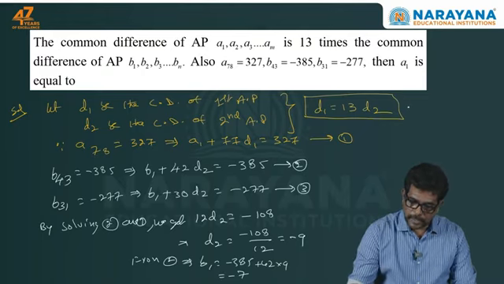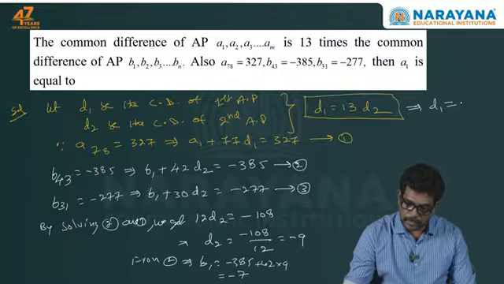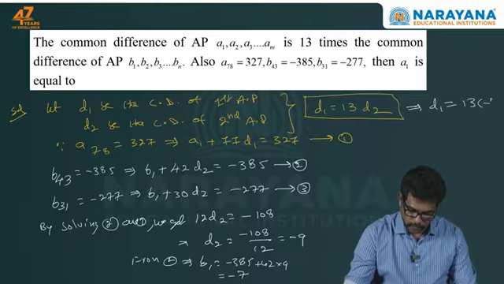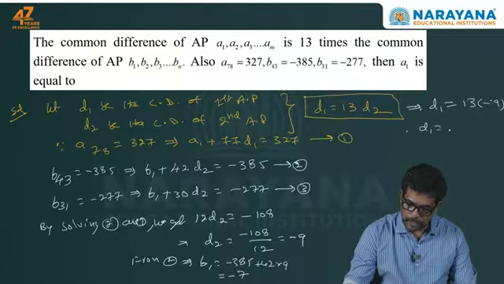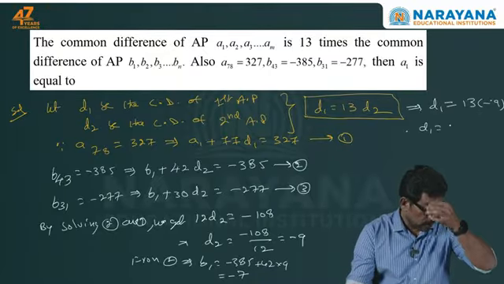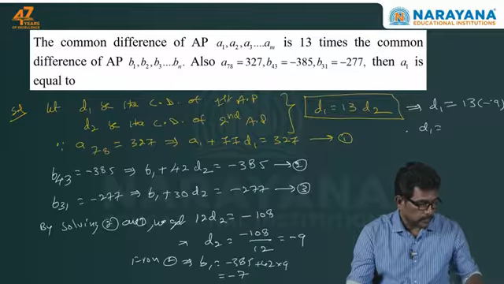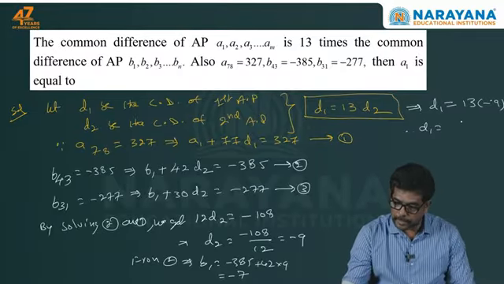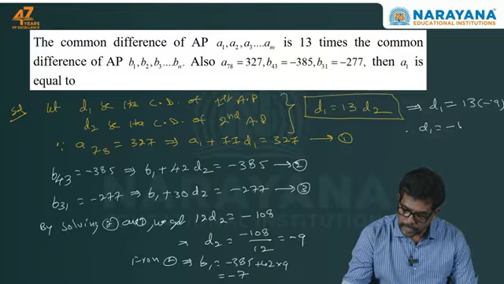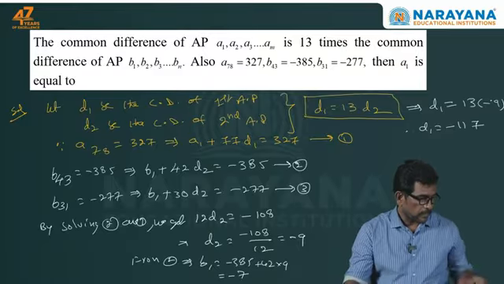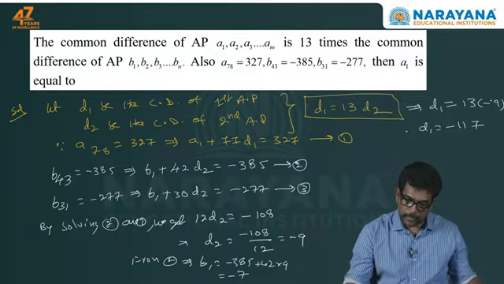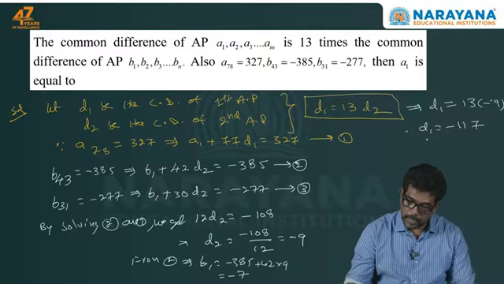Now, from this, we get D1. D1 is equal to 13 into minus 9. Therefore, D1 is equal to minus 117. D1 is equal to minus 117.